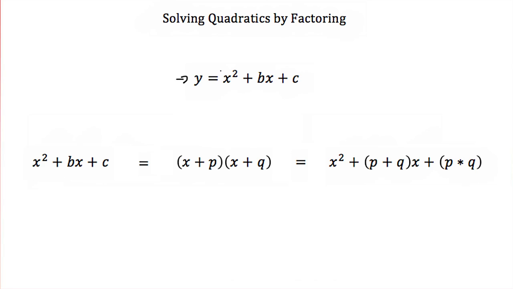notice that the coefficient on my quadratic term here is a 1. So if that's a 1, it's pretty easy to factor or do our FOIL in reverse.